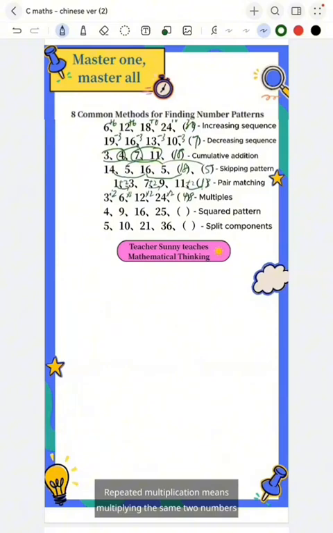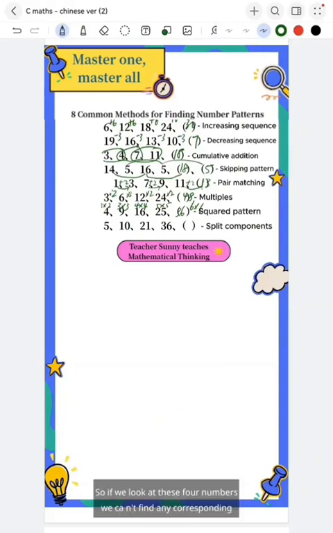The seventh pattern is repeated multiplication. Repeated multiplication means multiplying the same 2 numbers together. It follows this pattern: 2 times 3, then 4 squared, 5 squared, and then 6 squared, which is 6 times 6 equals 36. The eighth pattern is splitting numbers like 52, 21, and 36.